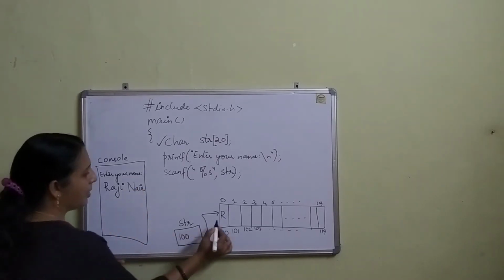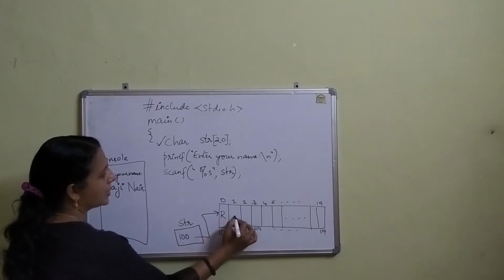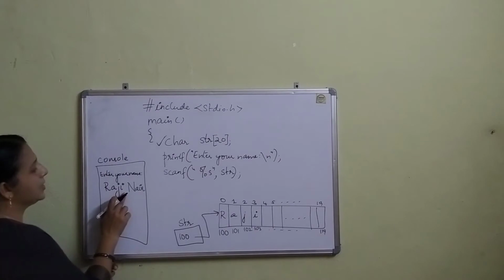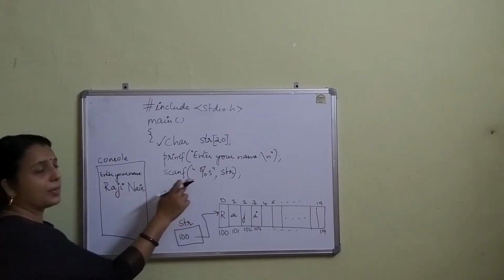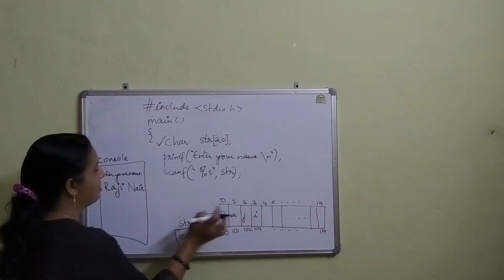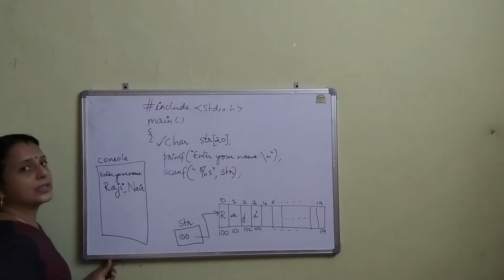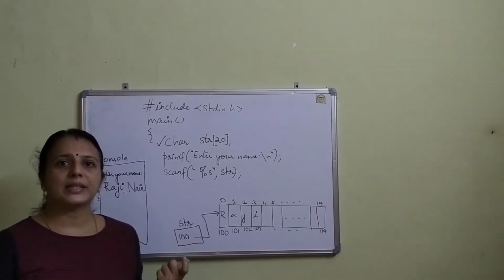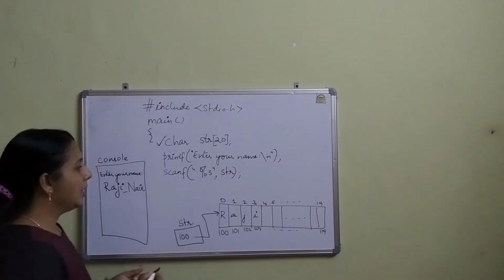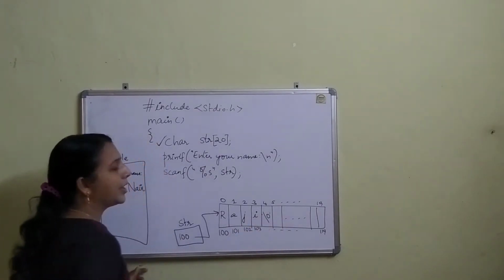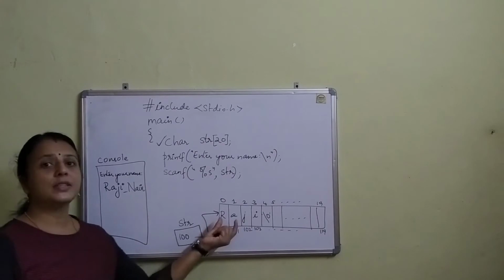So the R will be coming here at the 0th index, then A, then J and then I. The %s format specifier is reading characters one by one, and it finds a space here. So it is not going to read the space character. It automatically puts the null character here, after reading the first word.